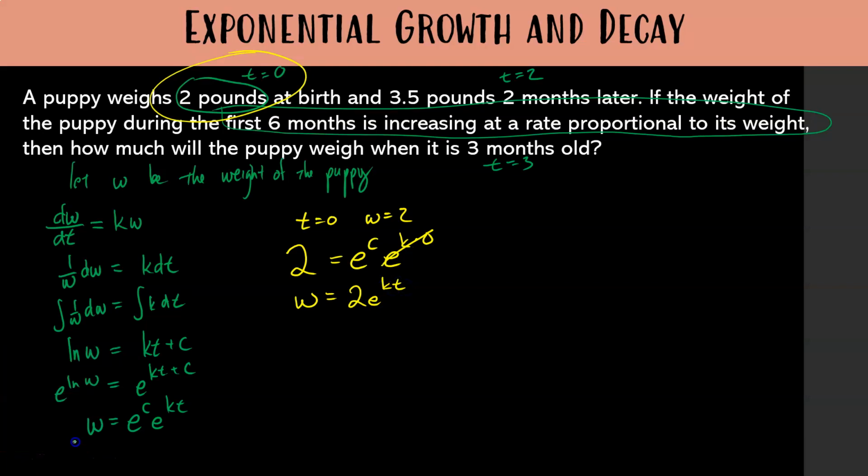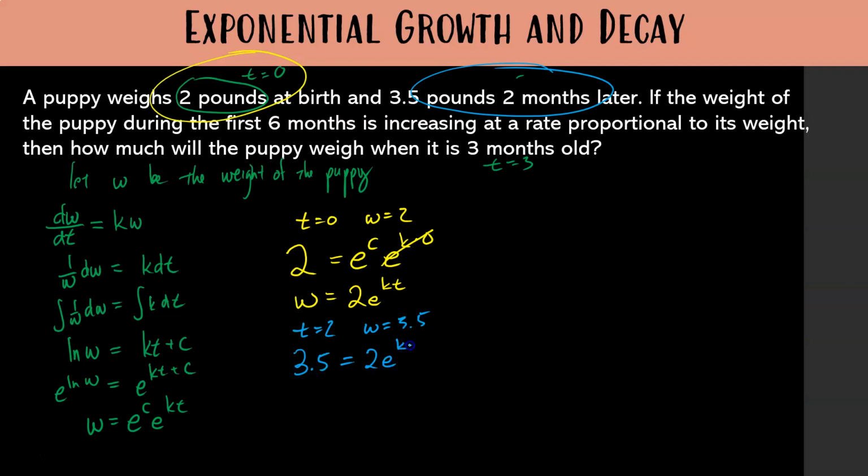Now we use our intermediate piece, 3.5 pounds 2 months later. Let's use a different color. So time equals 2, weight equals 3.5. And what is that? 7 over 2, so 7 over 4 inside the natural log, divided by 2 is equal to k. So the weight is going to be 2e to the natural log of 7/4 over 2 times t.